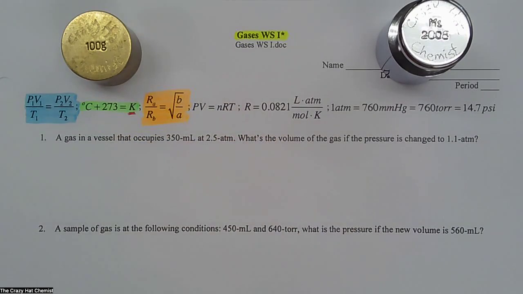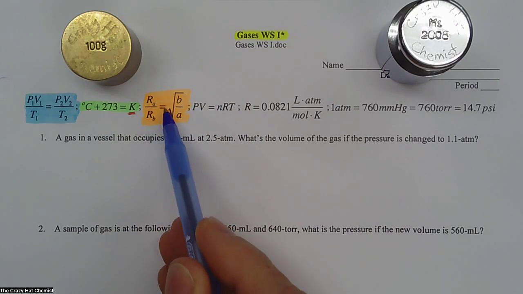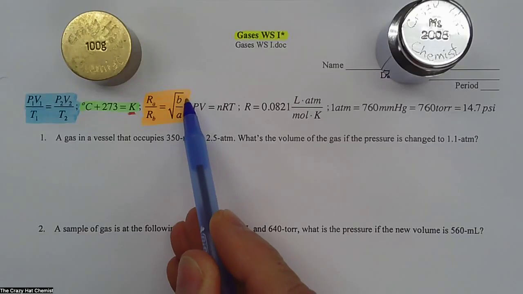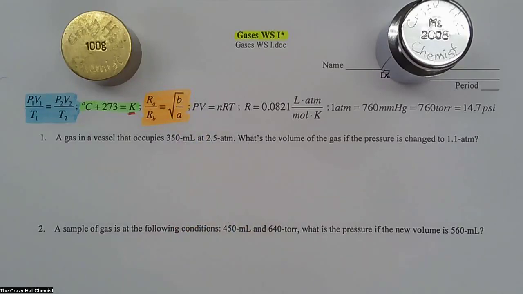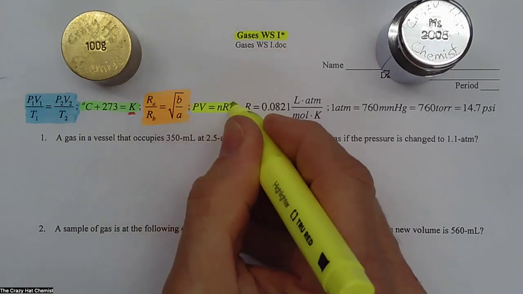The next relationship, in orange, is called Graham's law. Graham's law is the rate of gas A over the rate of gas B is equal to the square root of an inverse relationship of either their molar masses or their densities. The next one is highlighted in yellow right here.